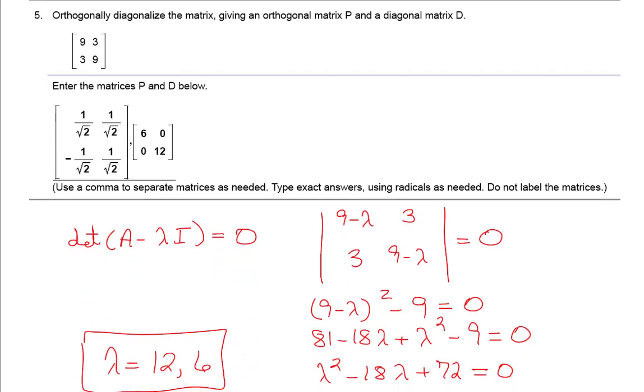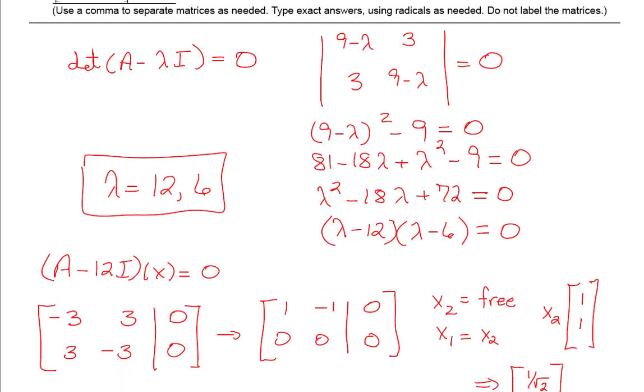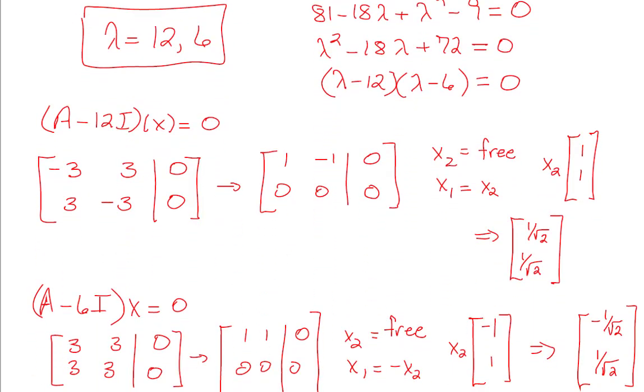All right. In question 5, we want to orthogonally diagonalize the matrix. We want to find the orthogonal matrix P and the diagonal matrix D. So here's matrix A. First thing I need to do is find out what are the eigenvalues of this particular matrix. So we form this determinant, get my characteristic polynomial. I see that it factors into eigenvalues of 12 and 6.